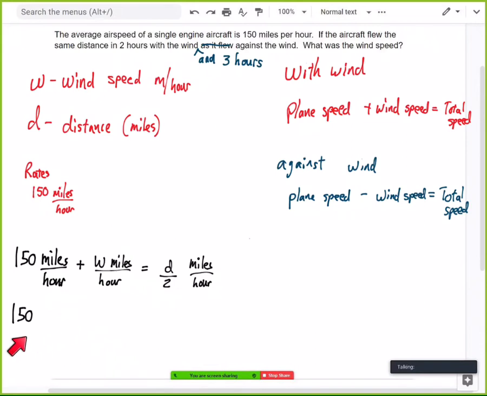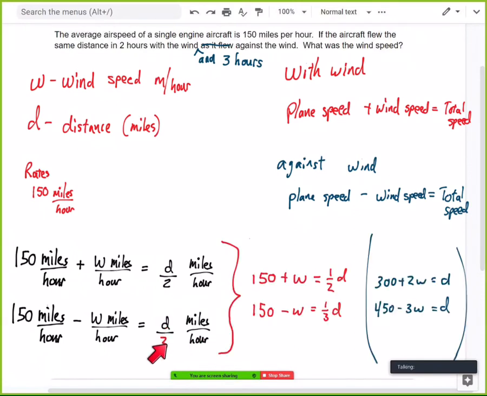Now I'm going to do the same thing, except we're going against the wind this time. We've got 150 miles per hour minus the wind speed in miles per hour equals something else in miles per hour. It's the distance d over 3 hours. Once again, you can strip the labels away and do a little bit of cleaning up. I multiplied by 3 and 2 respectively, or 2 and 3 respectively, to end up with a nicer looking system in slope-intercept form.